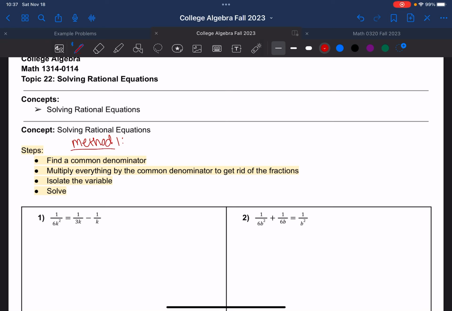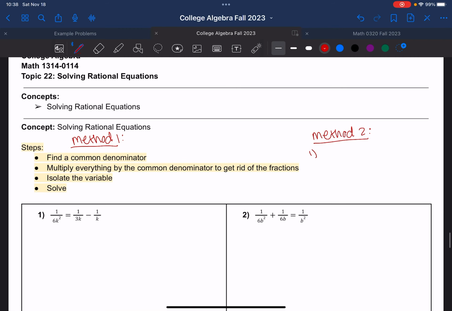So again, I'm labeling this one as method 1. Method 2 is the one that I prefer to use the most, and the reason is the steps include first getting a fraction equal to a fraction. So fraction equal to fraction.